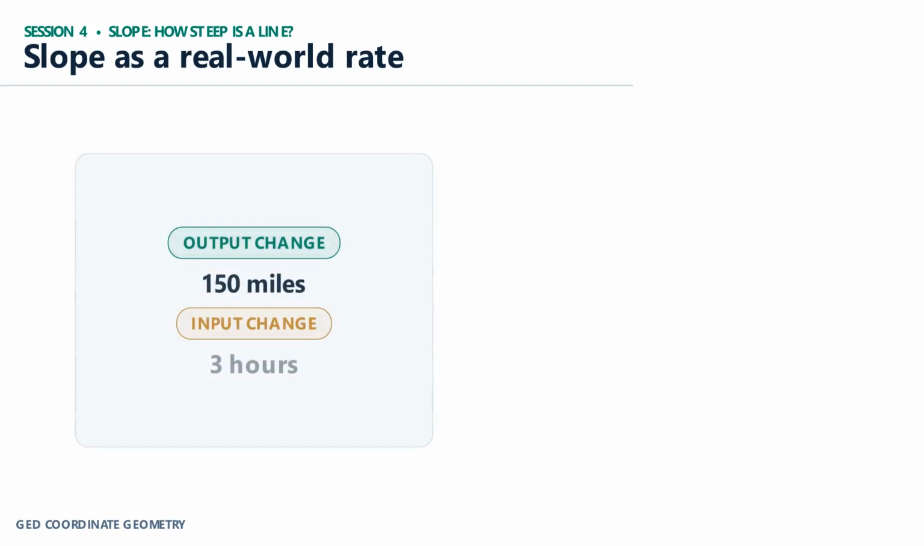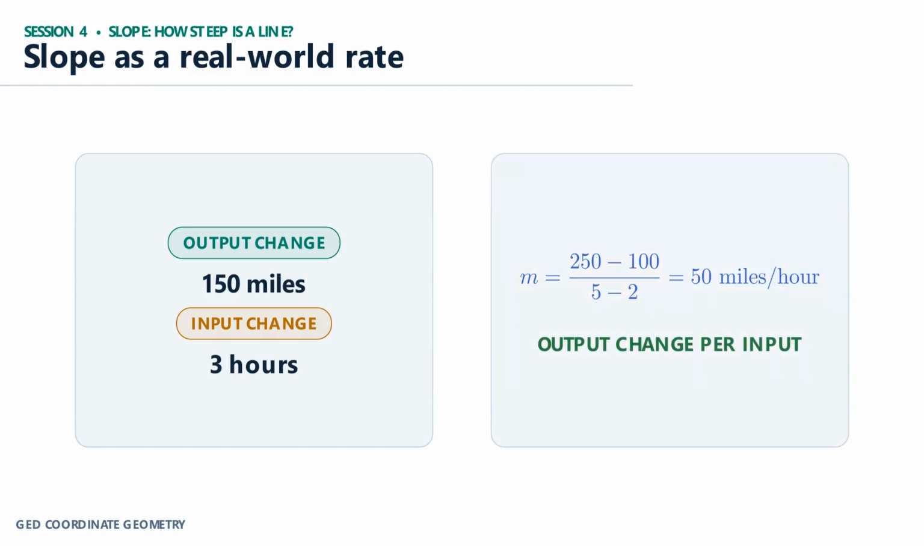Slope is also a contextual rate. If distance rises from 100 miles at 2 hours to 250 miles at 5 hours, the rise is 150 miles and the run is 3 hours. The slope is 50 miles per hour. Always attach meaning. Output change per 1 unit of input. On an unlabeled coordinate grid, slope may be unitless. In context, its units are y units per x unit.